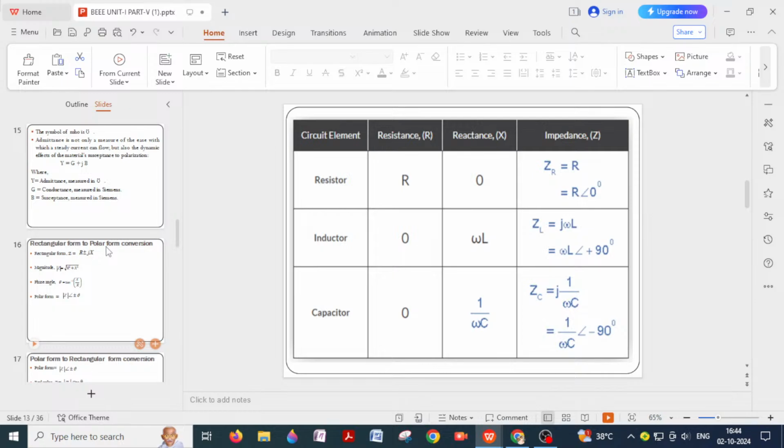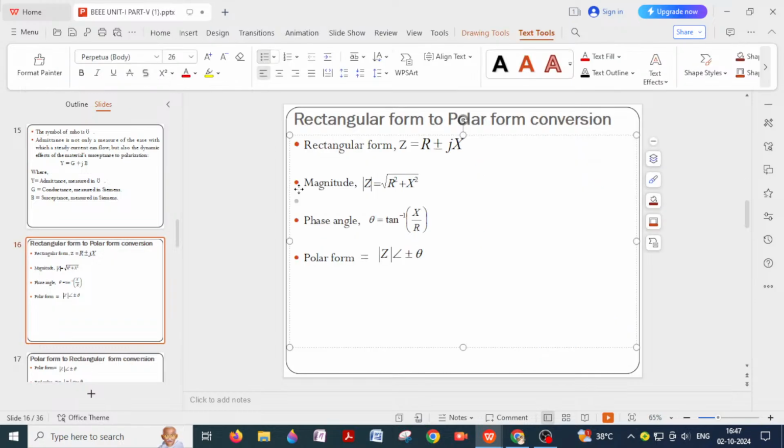If I want to determine the magnitude of this rectangular form, forget about j, and simply take the square root of the squares of the terms: root of R square plus X square gives the magnitude. If I want the angle, it is given by tan inverse of the imaginary term coefficient by the real value. So theta equals tan inverse of X by R.